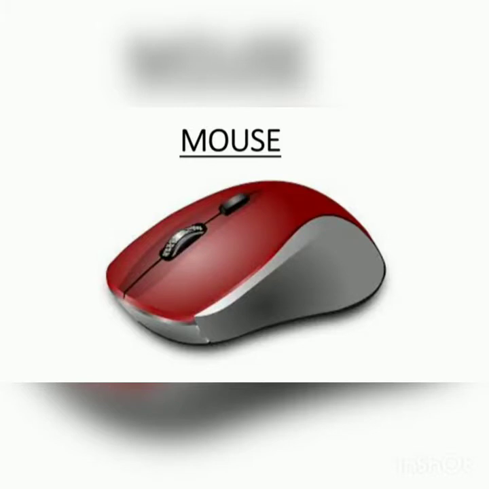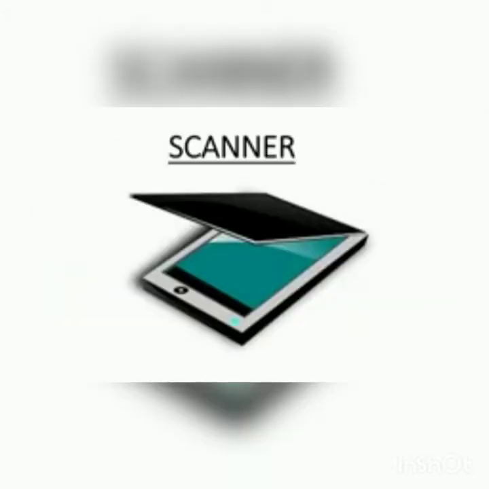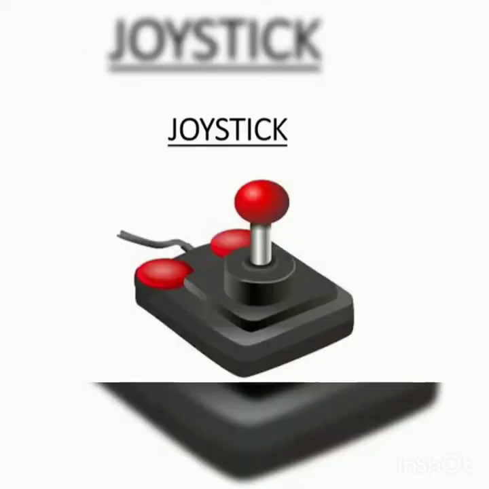Mouse. It interacts with the computer through a process known as point and click. A mouse can be wired or wireless. Scanner. It is an input device that is used to transfer images or text from books or paper into a computer. Joystick. Joystick is an input device often used to control video games.